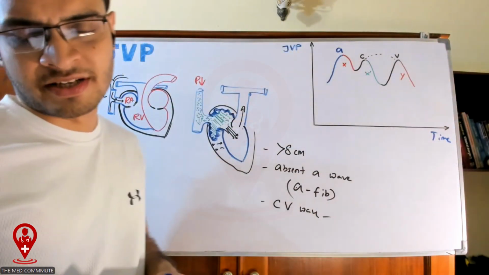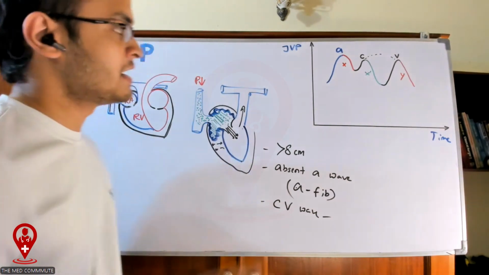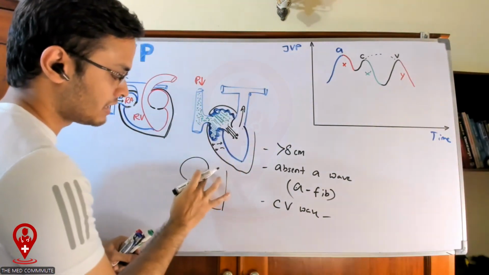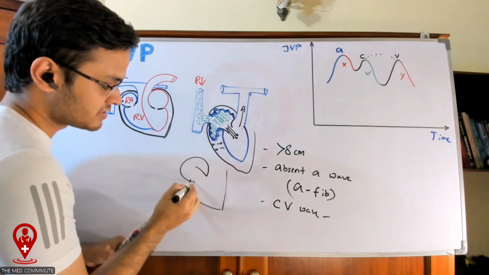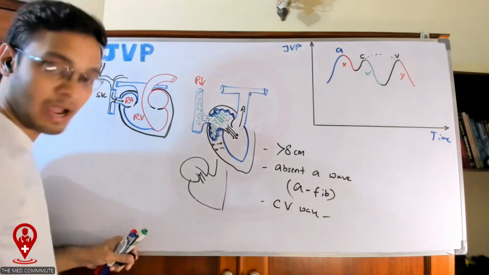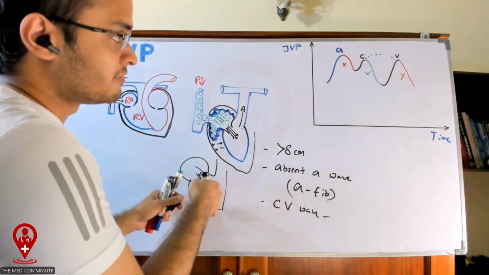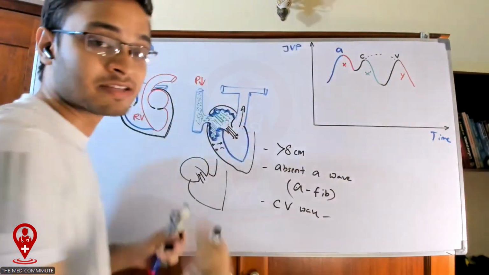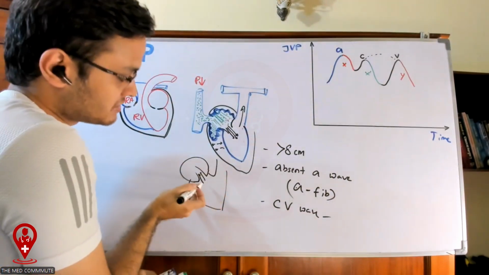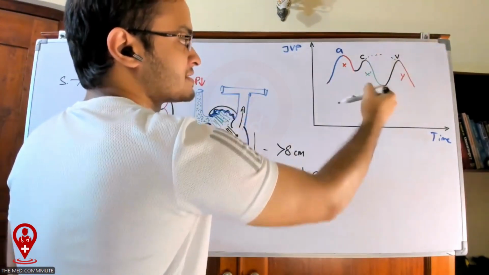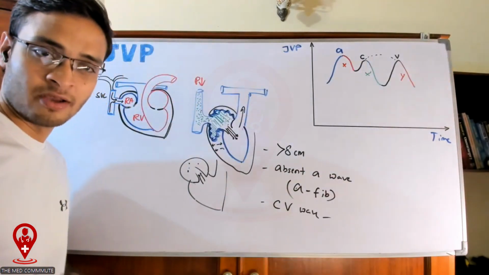So what do you think can cause this? When there is no X descent, this is seen in a condition we will discuss later in valvular heart disease. There's a condition called tricuspid regurgitation, where the tricuspid valve is regurgitant and there is backflow. When there is backflow, we cannot see the X descent because we cannot see the relaxation portion. Because of that, there is a continuous rise in the pressure. So the C and the V waves are seen as one large wave.